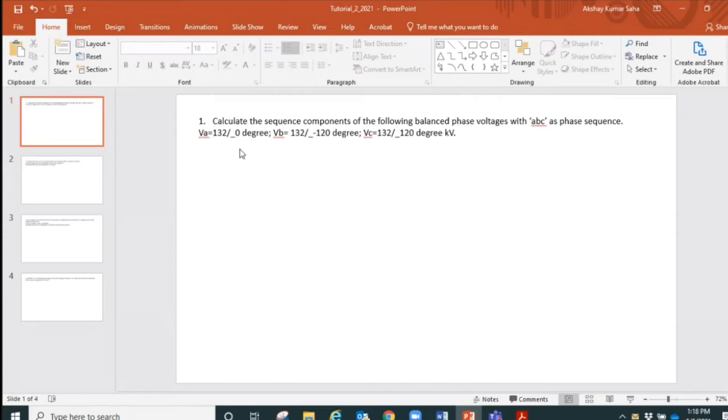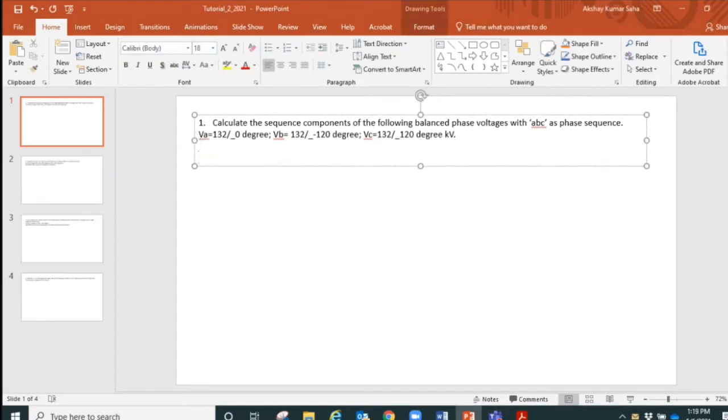We have to calculate the sequence components of the voltages, and for that we know the formula for how to calculate them. You have to open those if you don't have it in front of you, but to assist you, I'm writing the first one. What we need to calculate is VA0. We will need to calculate VA1. We will need to calculate VA2 using the formula that we know. So this is what is being asked in this question.